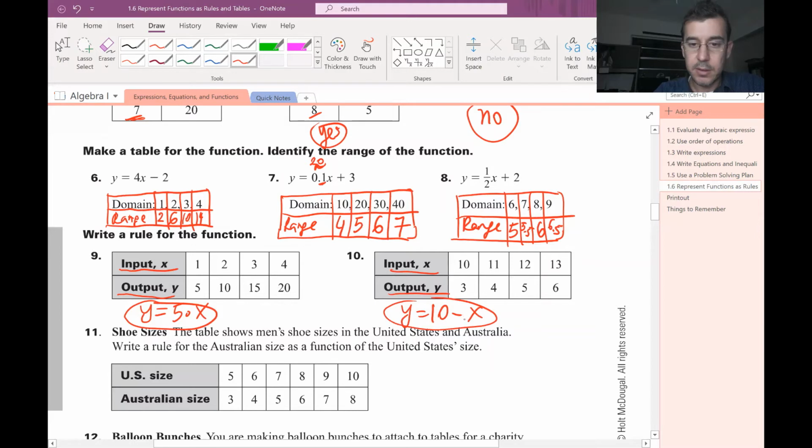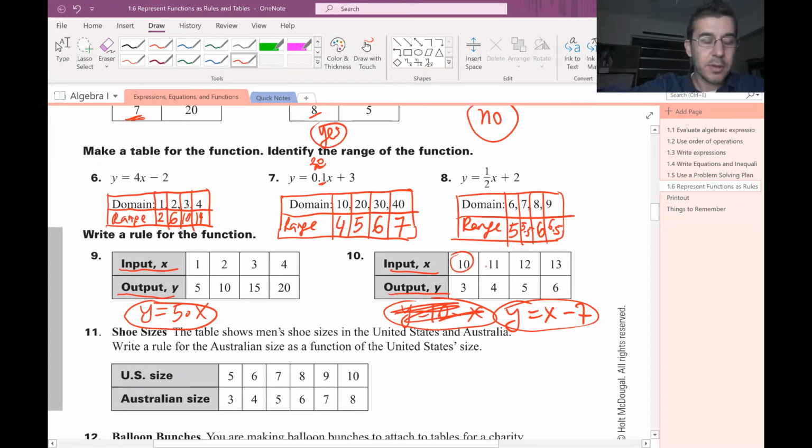Okay, actually x minus 7. This would be y is x minus 7, right? X is 10, 10 minus 7, 3. X is 11, 11 minus 7, 4. X is 12, 12 minus 7, 5. X is 13, 13 minus 7, 6. So this is the function, y equals x minus 7. So whatever x is, you subtract 7 of that, you get y.